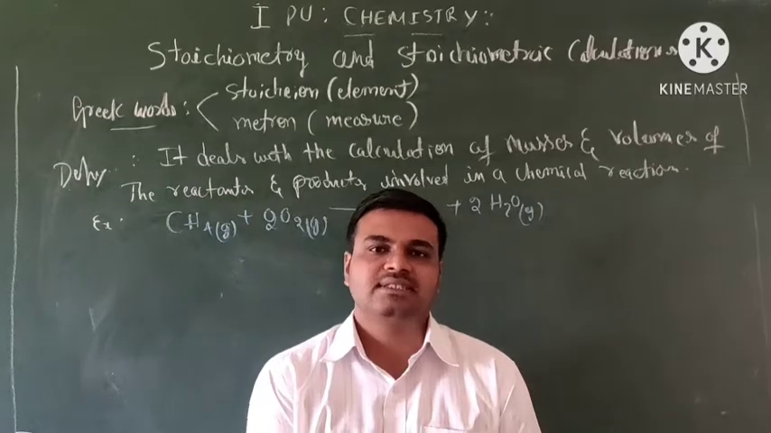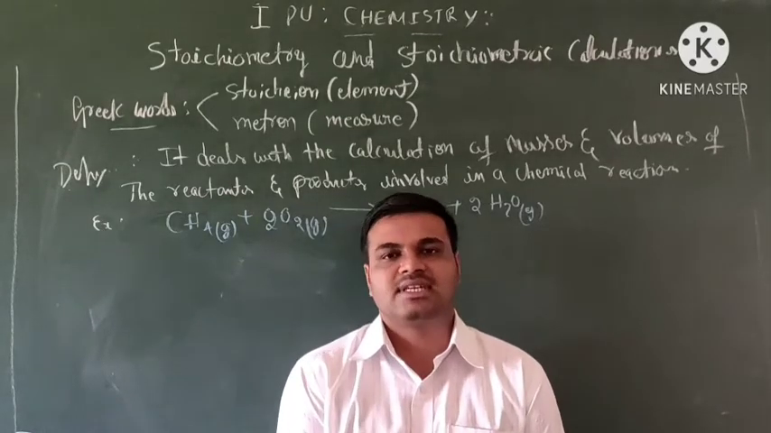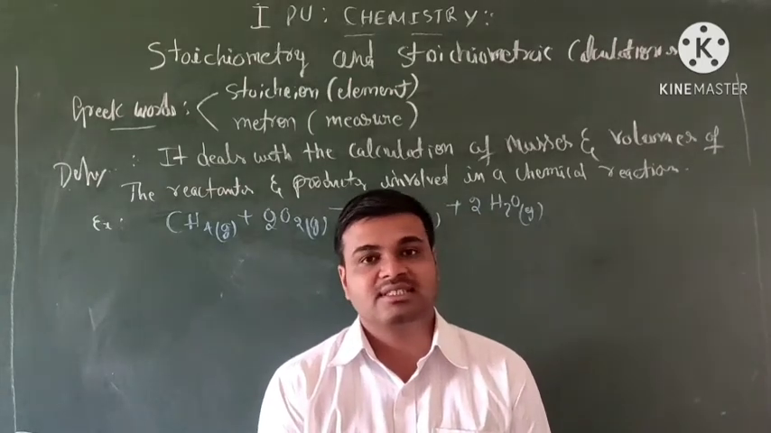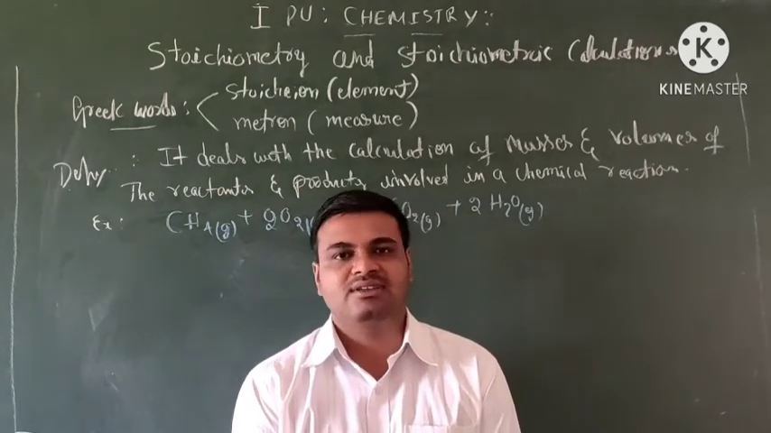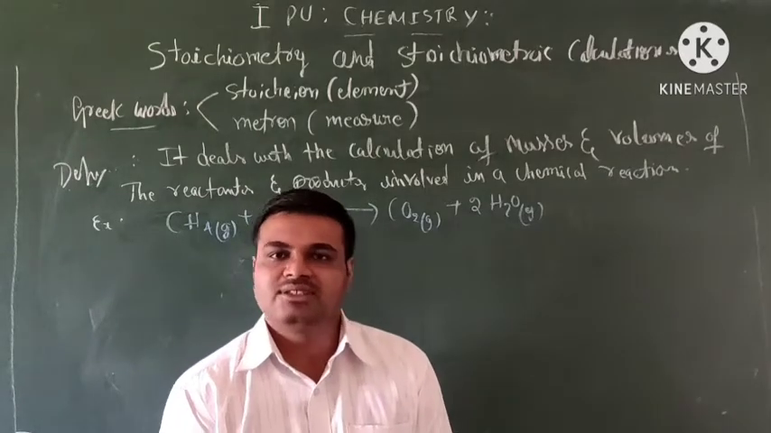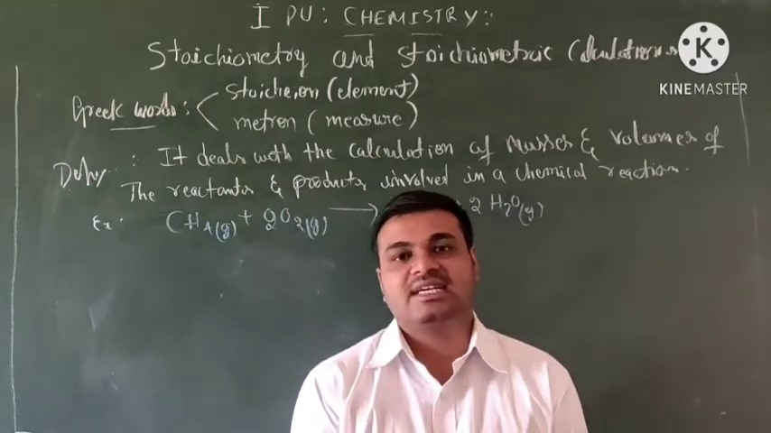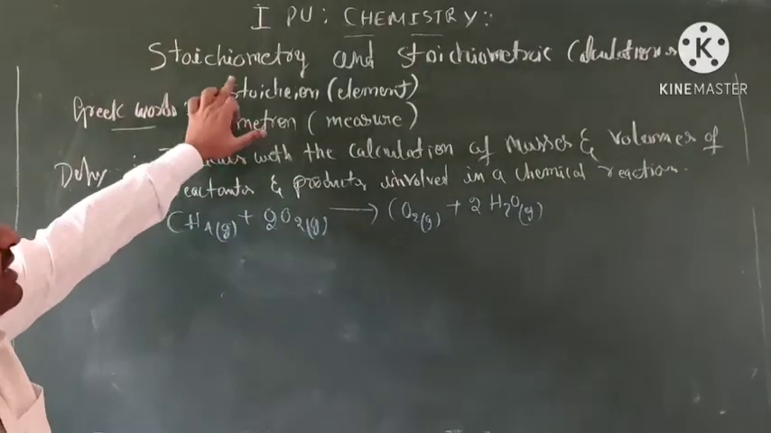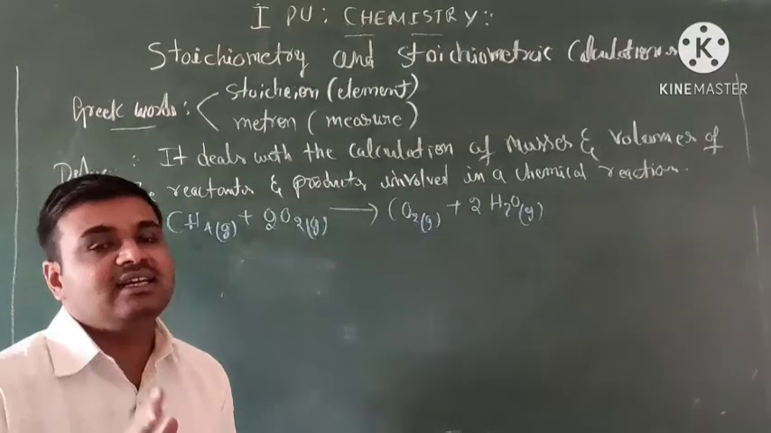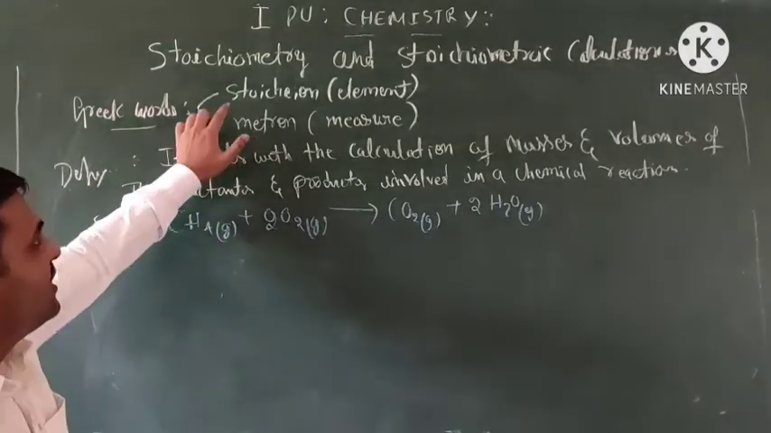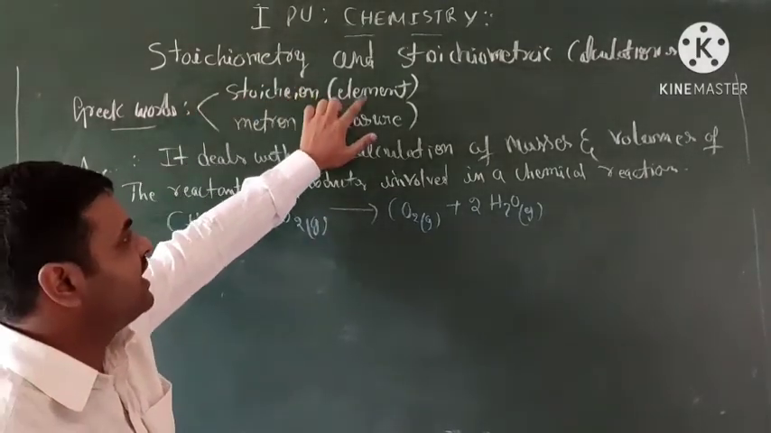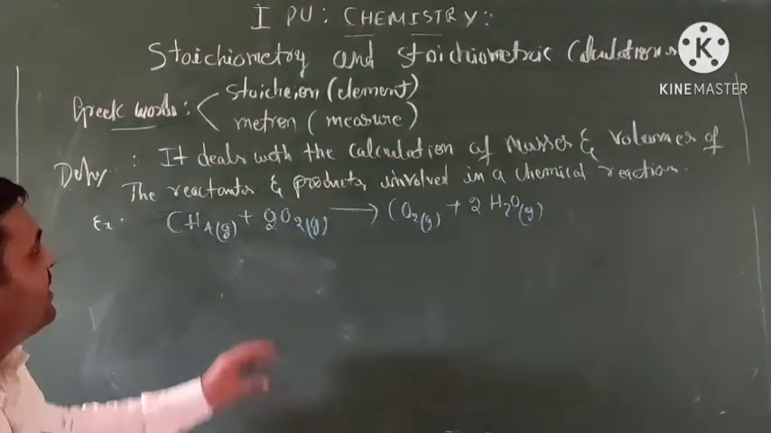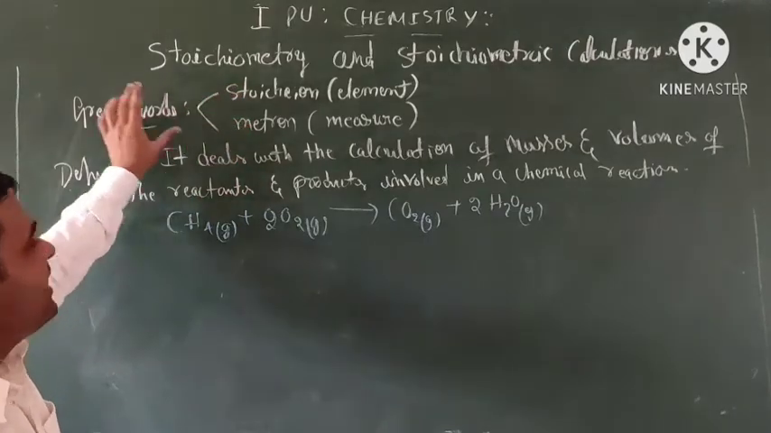In a previous class, we discussed the mole concept, molar mass, empirical formula and molecular formula. Today, we are going to see stoichiometry and stoichiometric calculations. What is the meaning of stoichiometry? This is a Greek word, from two words: stoichion, meaning elements, and metron, meaning measurement.